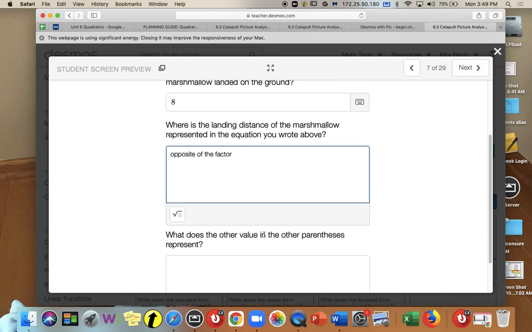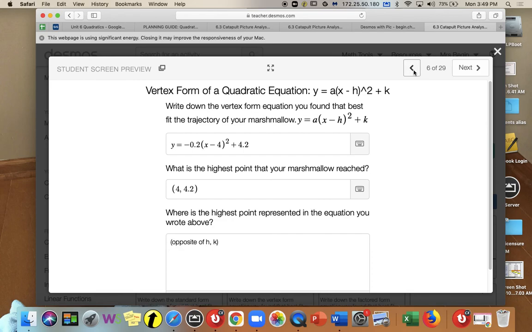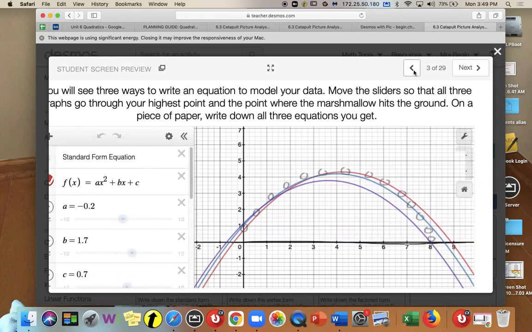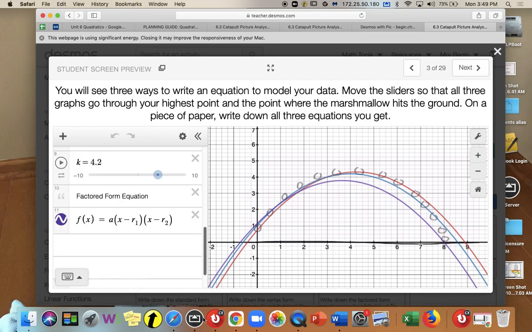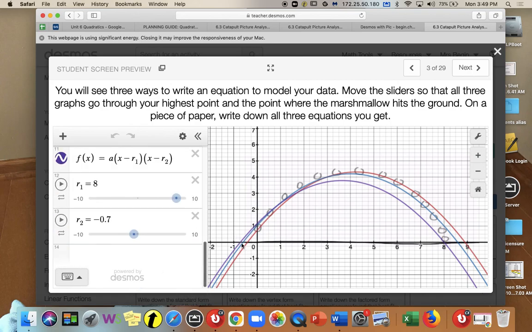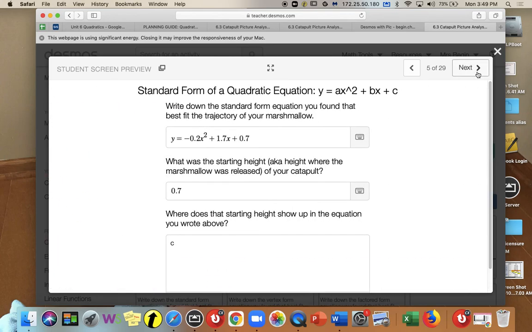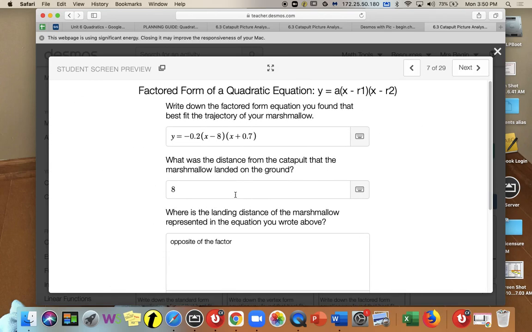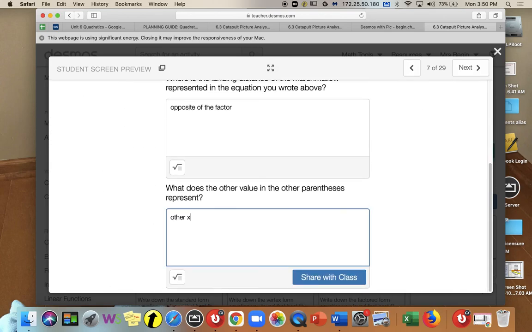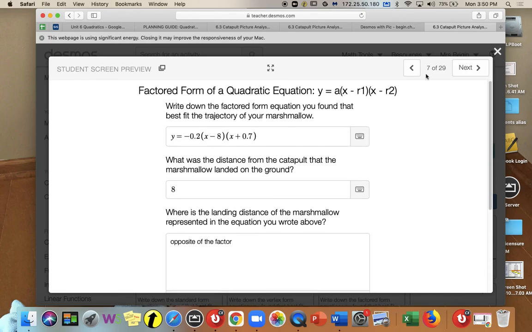What does the other value represent? Well, the starting value was like 0.7 right here, but the other factor, the negative 0.7, would be like this point over here. So it's the other x-intercept, would be that right there. So the other x-intercept would be this guy right here, would be the other factor.